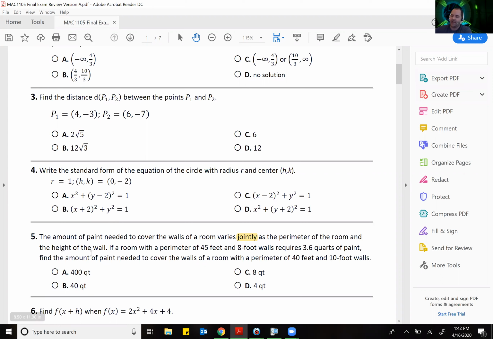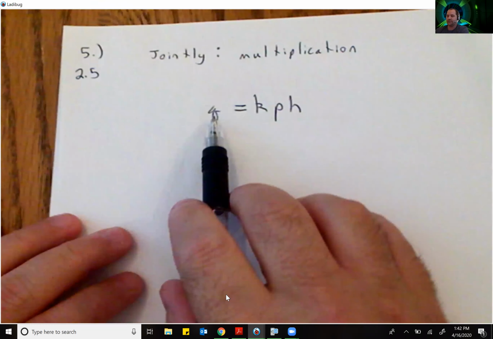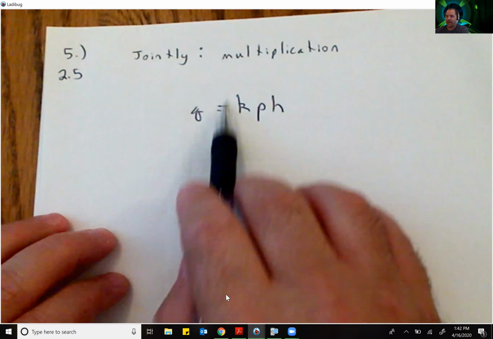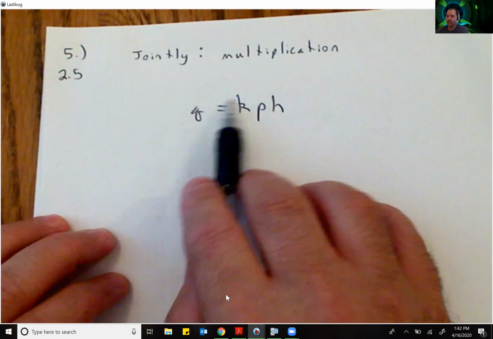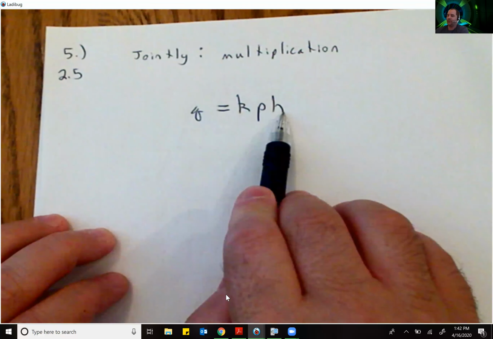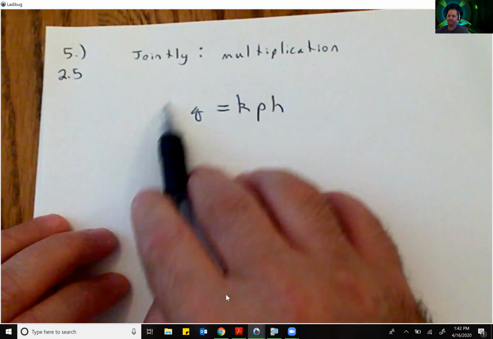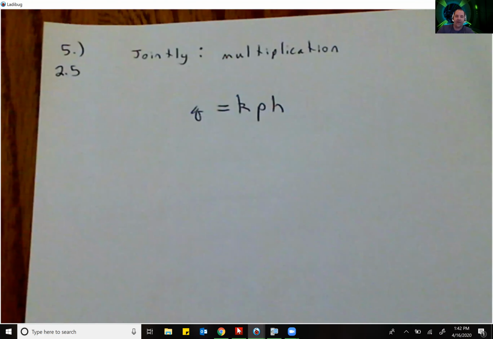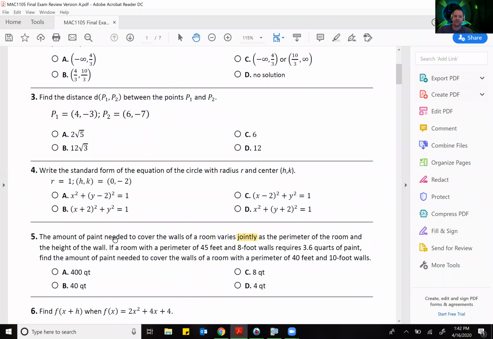So not plus H, multiple. Just H. So it looks like this. Q equals K, and the K was the jointly part, P for perimeter and H for height. That's our equation we're working with. Okay? And that's what this first sentence is for, to help you figure out the basic equation.